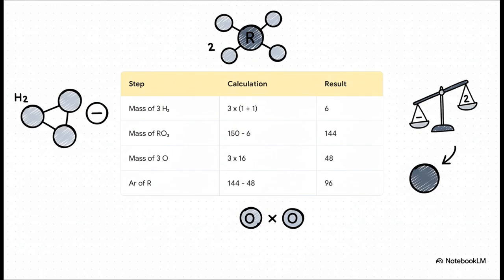And here's how the math looks when you lay it all out. Those 3 H2 molecules have a total mass of 6. Take that away from 150, and you're left with 144 for the RO3. We know the 3 oxygen atoms have a mass of 48. So, 144 minus 48, and that gives us our answer. The relative atomic mass of R is 96.